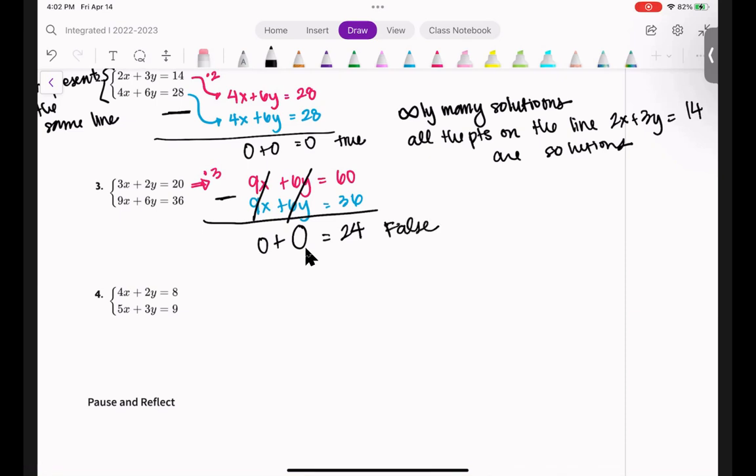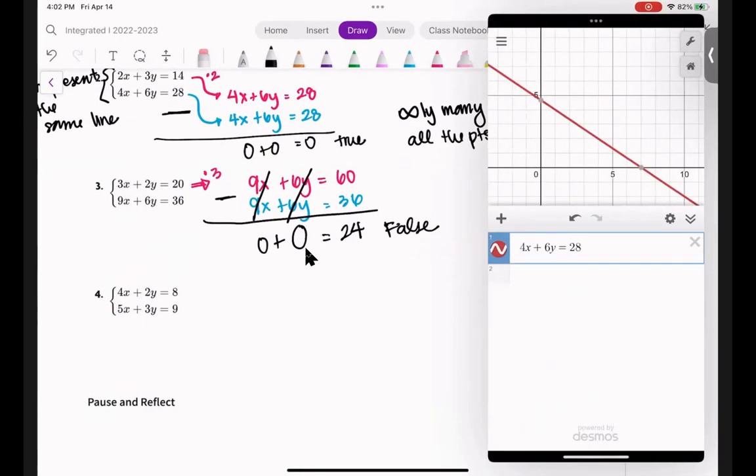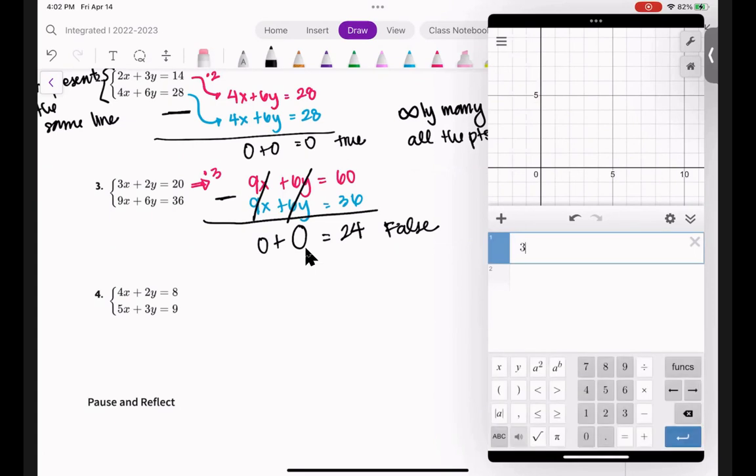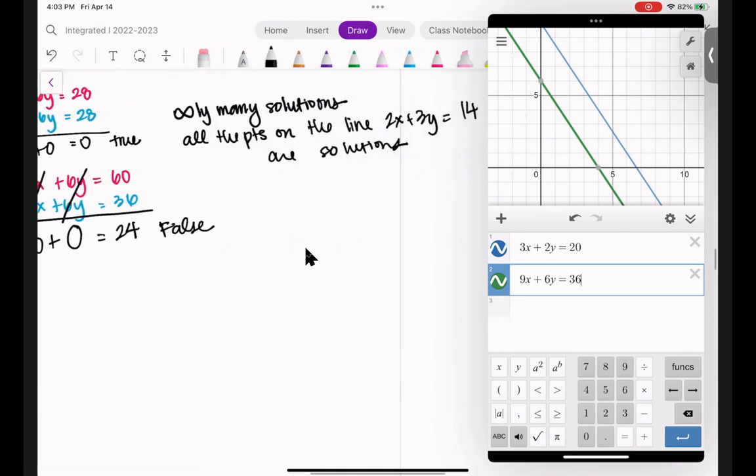And what do you think the graph is going to look like here? Or what do you think the solution is going to be here? Okay, so that's what I want you to think about as I go over here and type in my equations. So I get 3x plus 2y equals 20. And my other equation is 9x plus 6y equals 36. Ms. Johnson, look at those lines. What would we call those lines? If you remember from a long time ago, you would call them parallel.